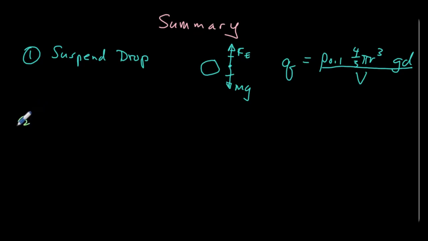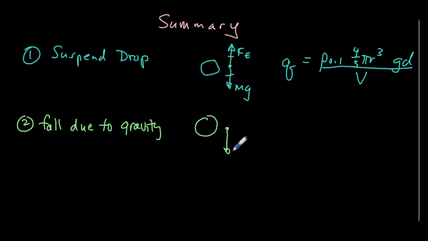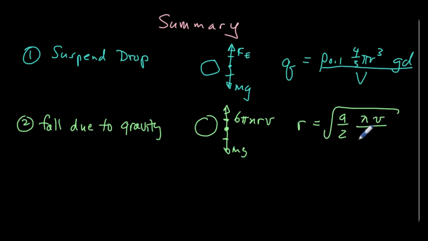We then did a second experiment where we let the drop fall due to gravity. So the two forces now were mg again, but this time it would balance against the drag force, 6 pi nRV. So we're applying Stokes' law to a sphere, giving us the drag force, and the drag force gets big enough to cancel out mg, and then it goes at constant speed. And we worked out there that the radius of the drop would be equal to the square root of 9/2 viscosity of air times the terminal speed all over the density of the oil times the acceleration due to gravity.